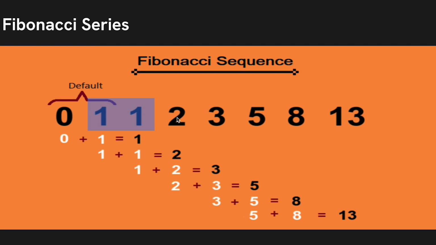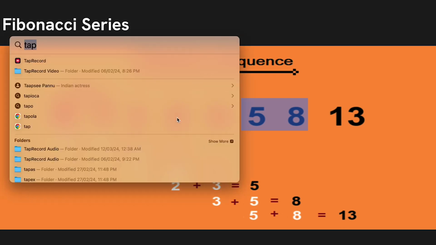Then the addition of 1 plus 2 is 3. Then 2 plus 3 is 5. 5 plus 3 is 8. 8 plus 5 is 13. In this way the Fibonacci series will be generated. So let's implement this with the help of a Python program.